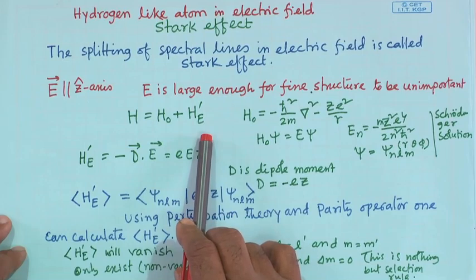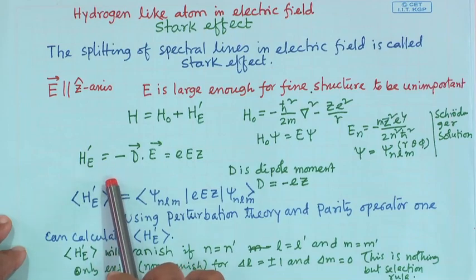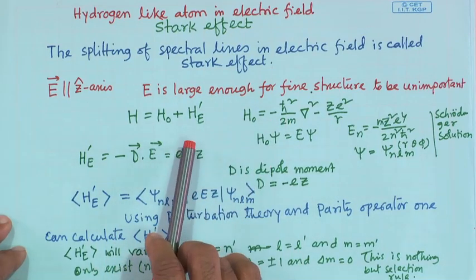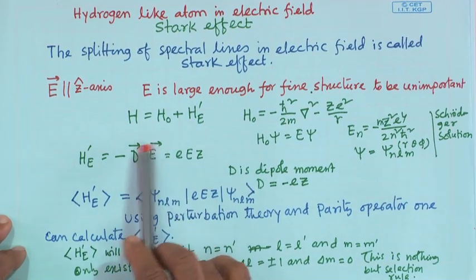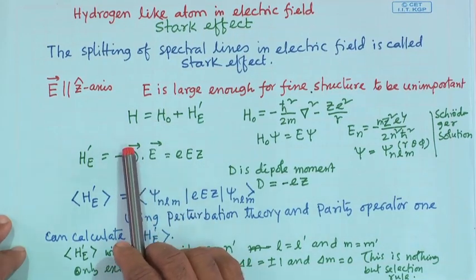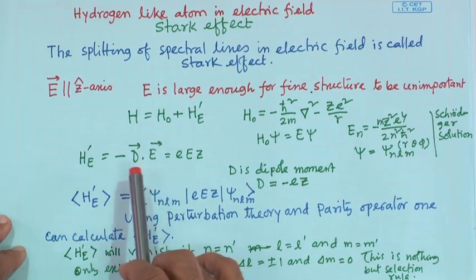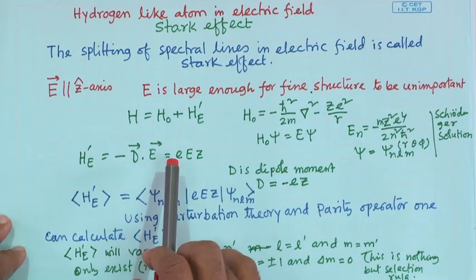Okay. So, now the perturbed Hamiltonian H_E dash is due to the electric field. That is like, there we considered the magnetic moment dot B in the case of the magnetic interaction term or energy. So, that was minus mu, the magnetic moment, dot B.